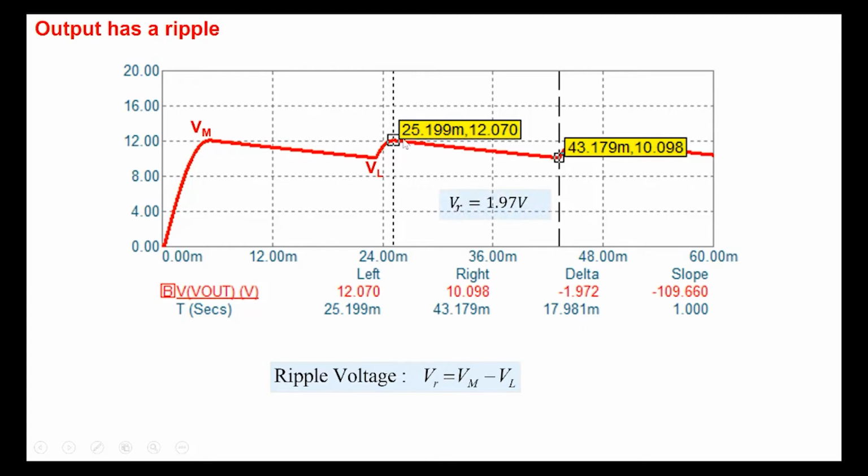And the ripple in this case for this particular example, the output is 12, VM is 12.070 and VL is 10.098. So V ripple is 1.997 volt here. The average output voltage, one could define it as VM minus VR by 2. VR is the total drop from here to here, and the average value would be somewhere in the middle here, and so that's why VM minus VR by 2. And in most of the designs, the ripple is very small, and so the average output voltage is very close to the maximum value VM here.